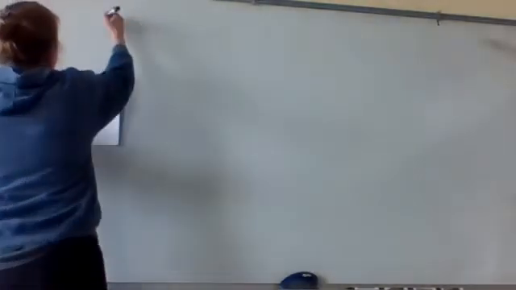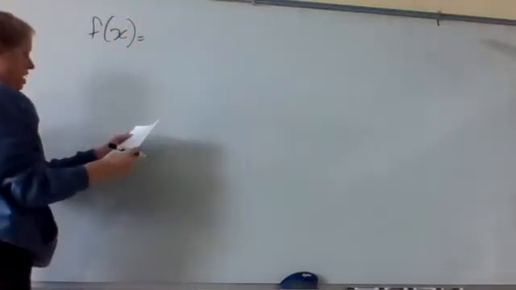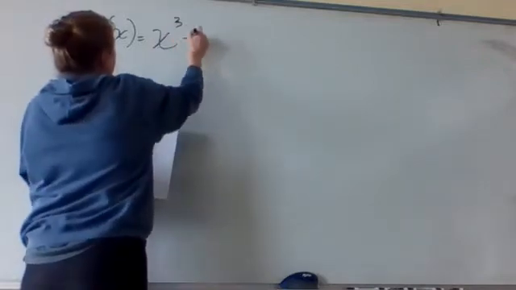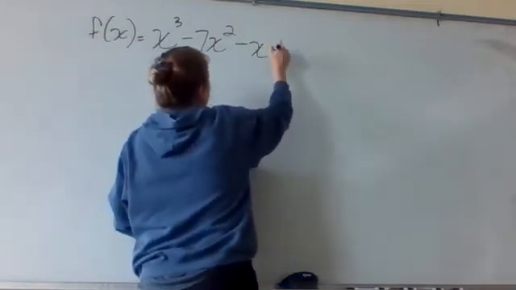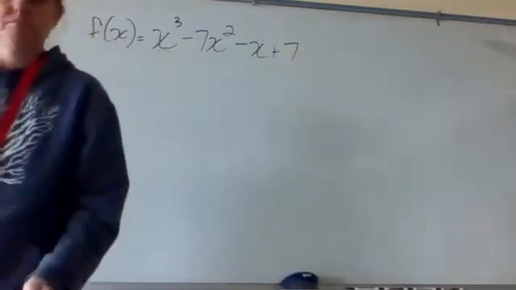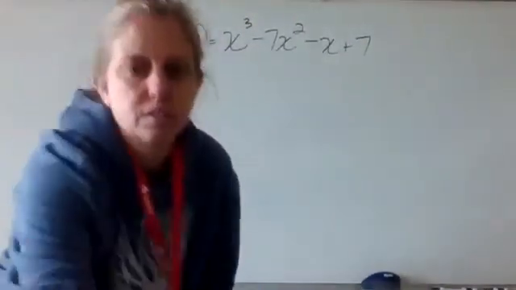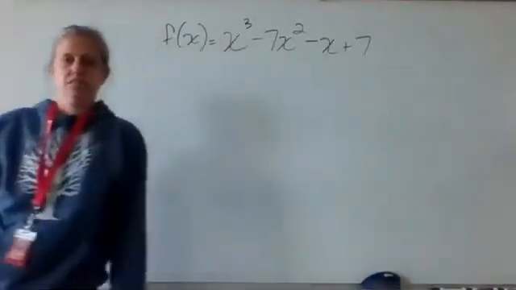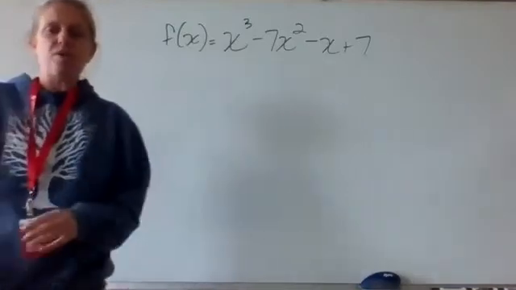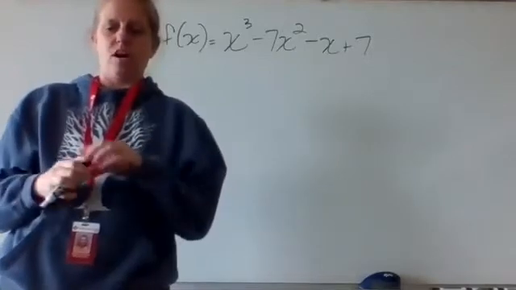So let's see, number 9 says f of x equals x to the 3rd minus 7x squared minus x plus 7. So, like I said, there's 4 terms in this function, and there's nothing in common with all 4 of those terms. So I can't pull anything out because there's not a greatest common factor with all 4 of them.